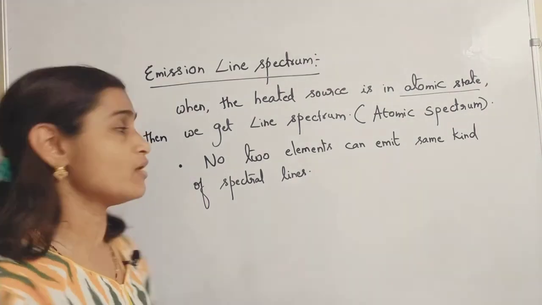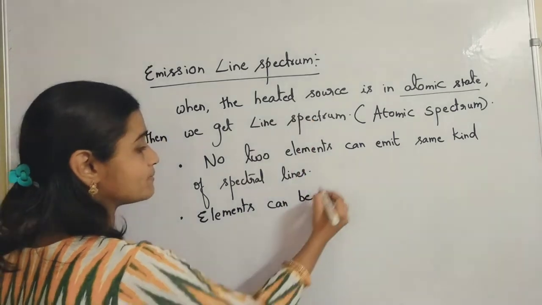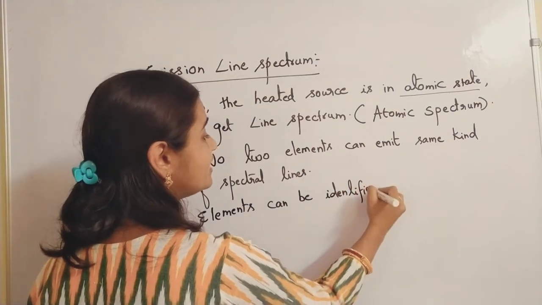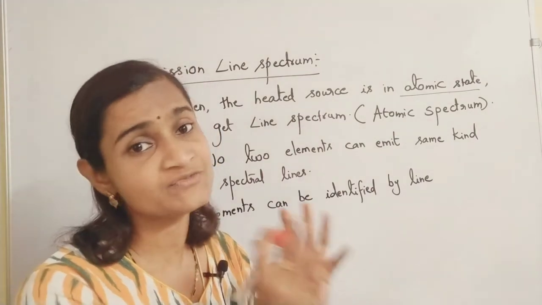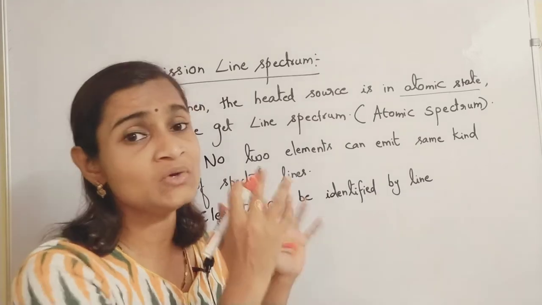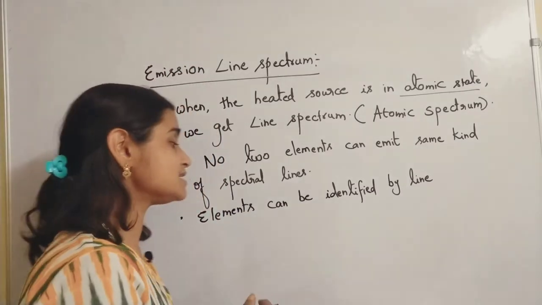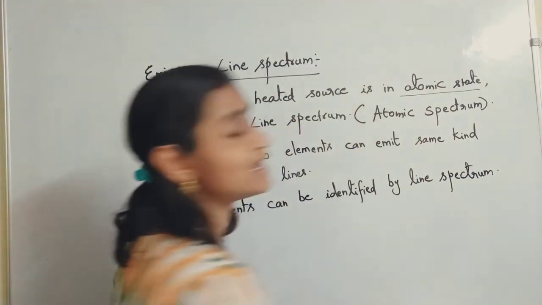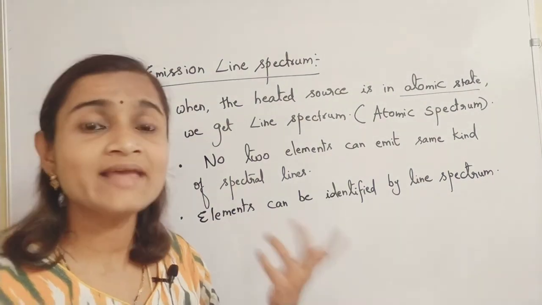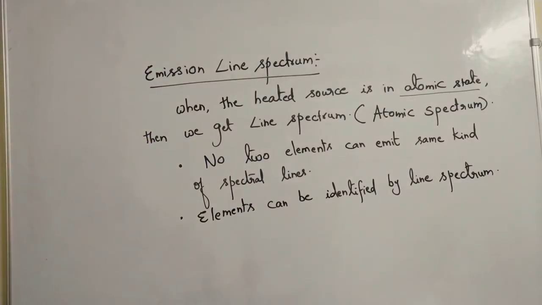This is also a very important point. Elements can be identified by line spectrum, by seeing the different lines in a particular region. It is fixed for each and every element. I'll tell you which element gives which colored light in which region of VIBGYOR. Please understand the points carefully. By seeing the line spectrum, which element is heated can be identified very easily. So elements can be identified by what? Line spectrum.